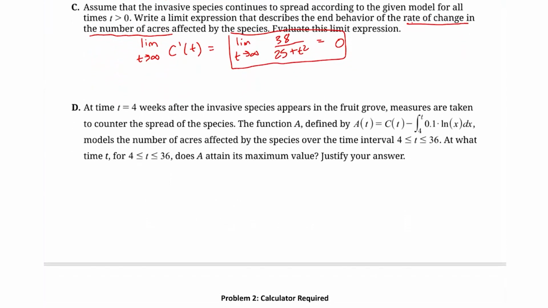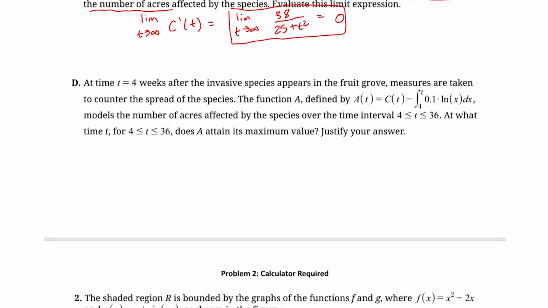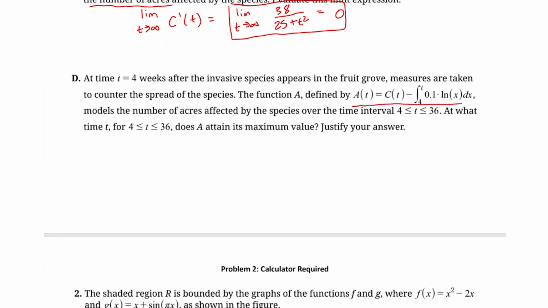Part D. It says at time equals 4 weeks after the invasive species appears in the fruit grove, measures are taken to counter the spread of the species. All right, let's get rid of that. The function a, defined by a of t equals c of t minus this integral, models the number of acres affected by the species over the time interval 4 to 36. At what time in that interval does a attain its maximum value? Justify your answer. So this is going to require an application of the extreme value theorem, where we need to find the absolute maximum value of that function.